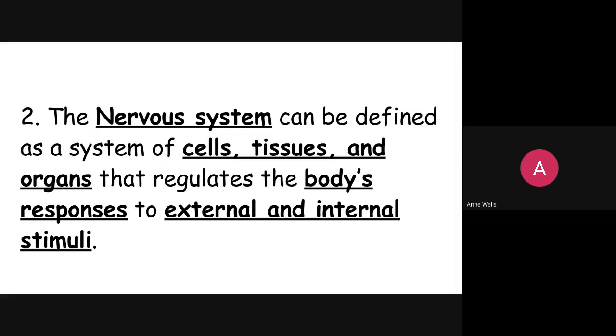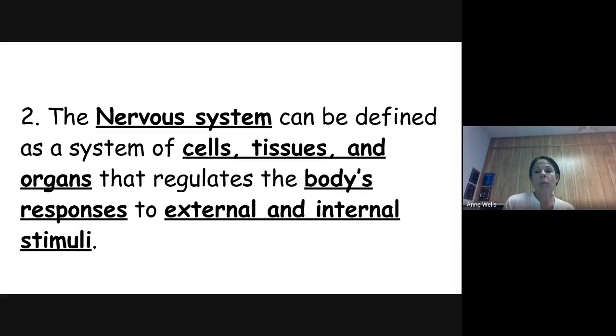Note number 2, the nervous system can be defined as a system of cells, tissues, and organs that regulates the body's responses to external and internal stimuli. So we've already studied the levels of organization. We've already studied cells, tissues, organs, organ systems, which we are on now, and then the whole entire organism. So the nervous system is made up of all of those, and they just work together. And they're going to regulate basically all the stimuli. That means just all the things that are coming into the body from external and things that are internal.